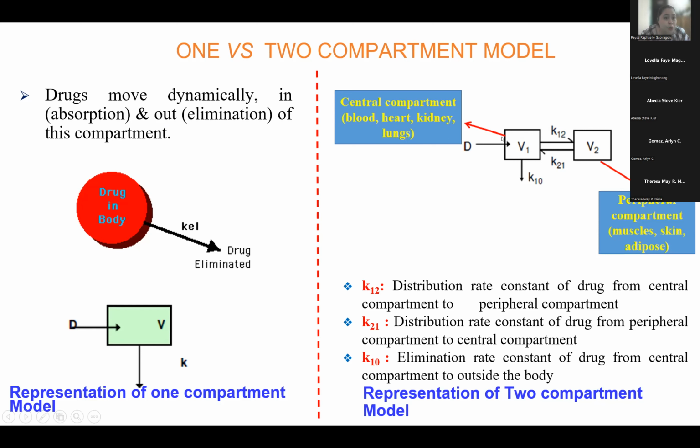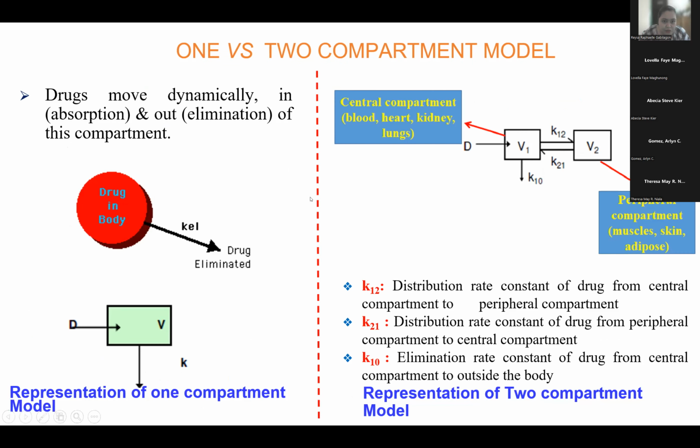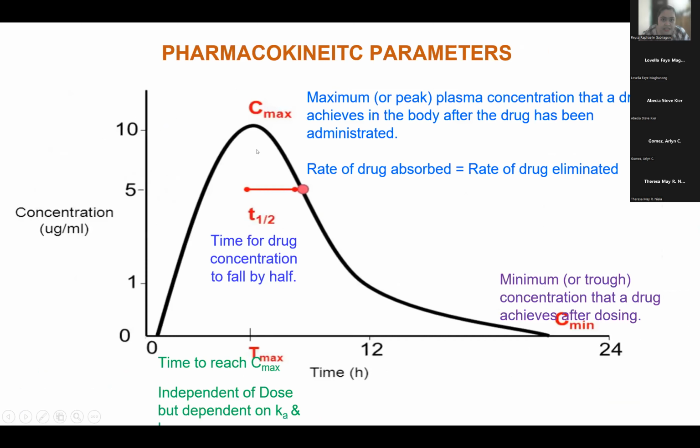Meaning from the peripheral, it can go back to the central compartment, remember, until the amount of drug will be homogeneous. And then after that, we have the so-called K10, which is actually the elimination rate constant of the drug from the central compartment. Okay, that is to outside of the body. So this is just again for us to be refreshed with our concepts in pharmacokinetics class. We have to know which compartment model we will follow in the study of a specific drug, in the study of its pharmacokinetic profile.